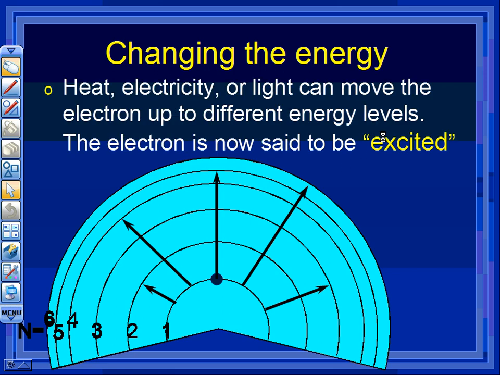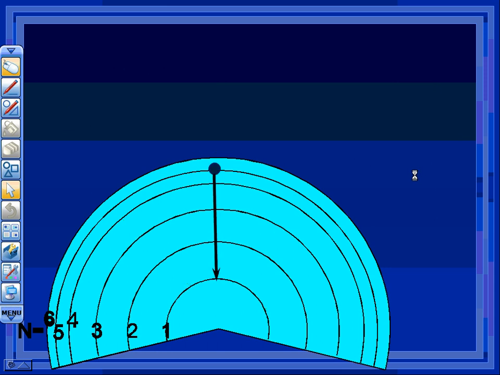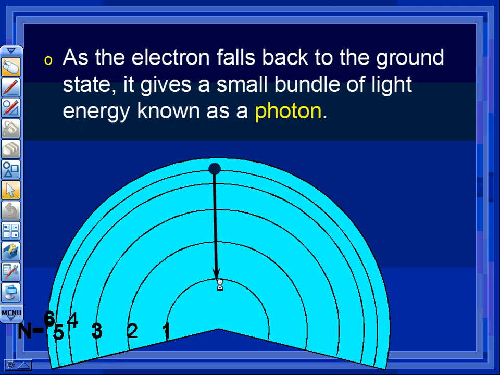So they get excited, but after they get excited, they're going to fall back down into what they call their ground state. Coming back down releases something called a photon, and this is when you can visibly see it because it releases light. So a photon, which is your number 1 on your worksheet, is just a bundle of light energy.